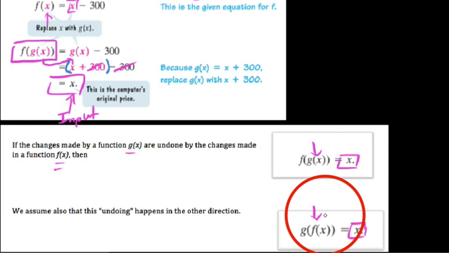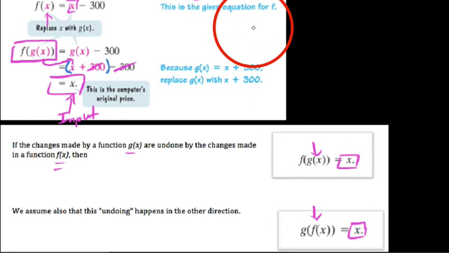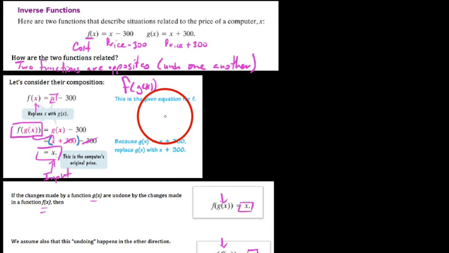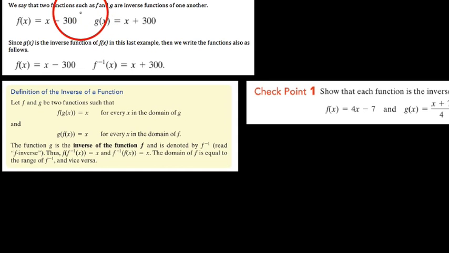So the definition really of inverse functions is that we can see that one undoes the other one. And as a consequence of this, let's look at the definition here of two inverse functions that undo one another.